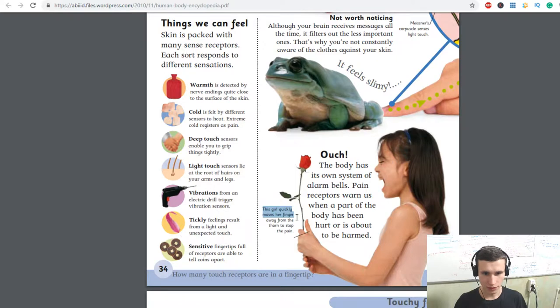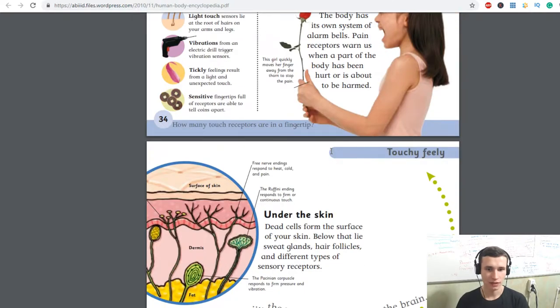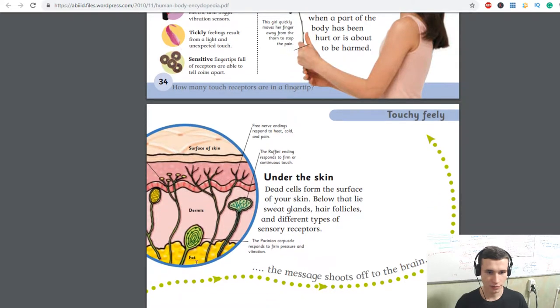This girl quickly moves her finger away from the thorn to stop the pain. Ouch! The body has its own system of alarm bells. Pain receptors warn us when a part of the body has been hurt or is about to be harmed. Three nerve endings respond to heat, cold, and pain. The Ruffini ending responds to firm and continuous touch. Surface of skin, dermis, fat. Under the skin, dead cells form the surface of your skin.